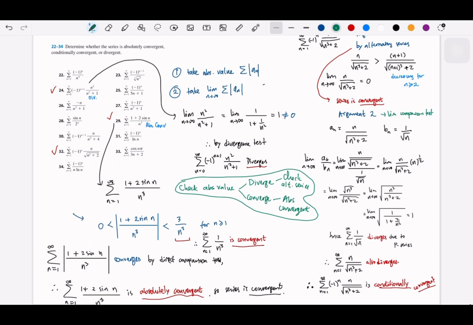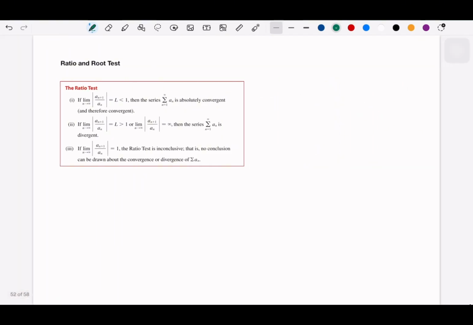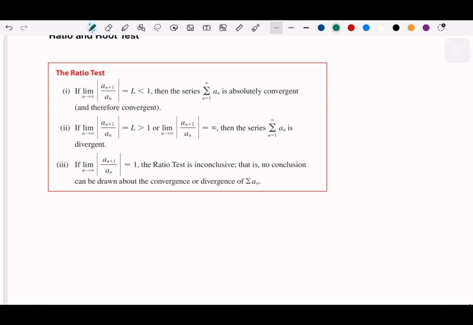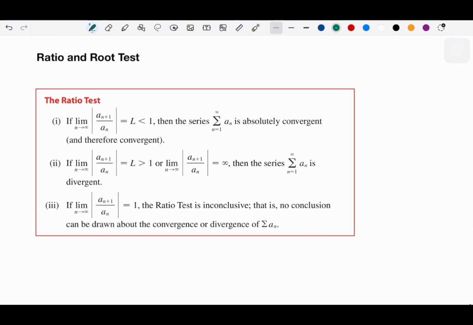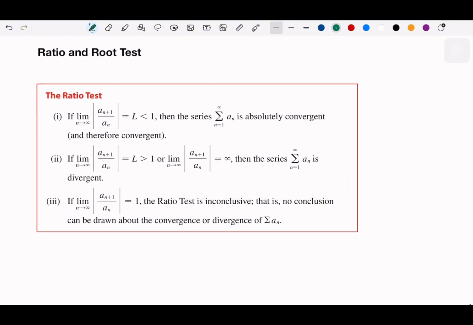Okay, let's move to the next page, where we are going to start what we call the ratio test. We have two actually, but they have similarity, so they are in the one subtopic, ratio and root test. So we start by looking at the ratio test. And why is it called the ratio? Because we treat them as ratio in geometric series.